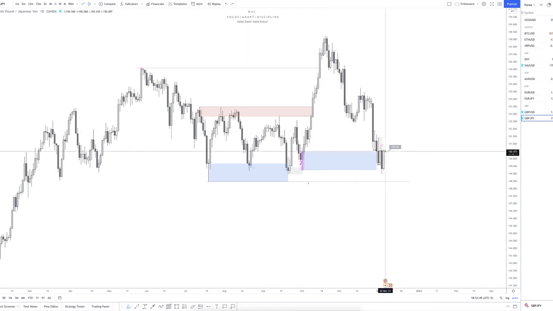So now what are we waiting on? Now that price is within this region here, essentially, price pushed to the upside and we waited on price to come back to our refined region here.